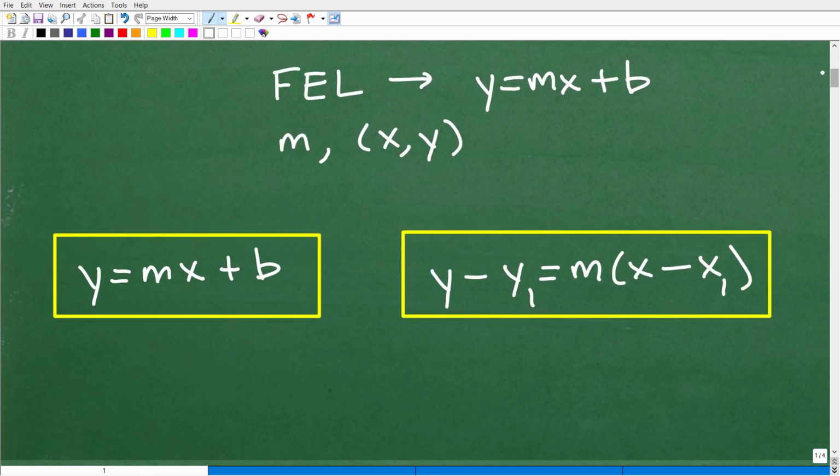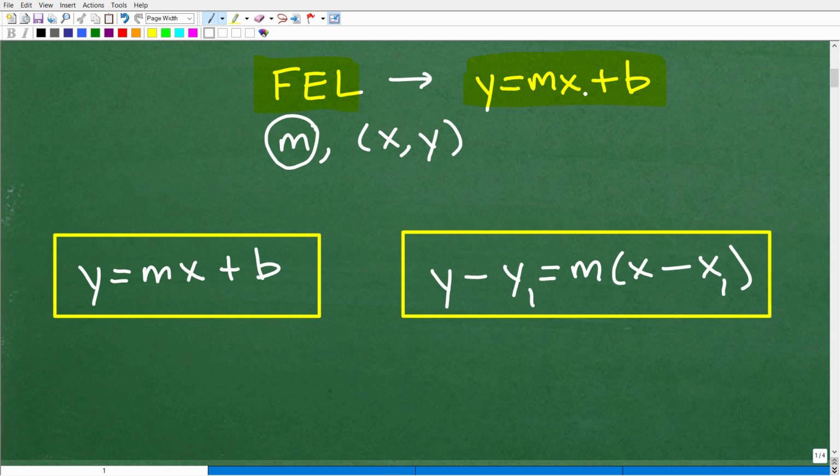Okay, so when we want to find the equation of a line or write the equation of a line, there's two pieces of information we need to know. The first is we need to know the slope of that line. So if you give me a problem, say, find the equation of a line, and again, we typically want to write the equation of a line in slope-intercept form, or y equals mx plus b form.